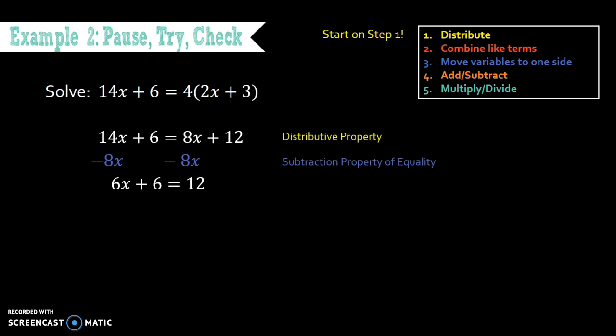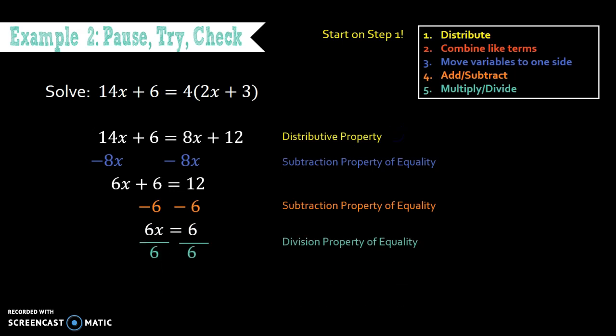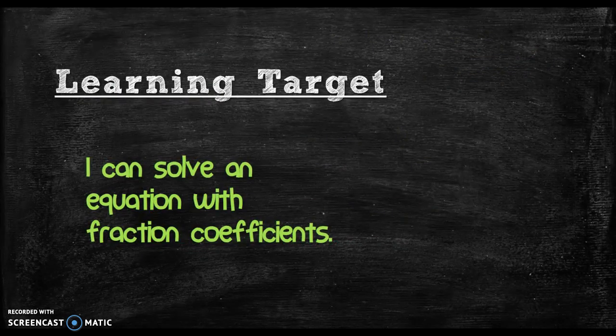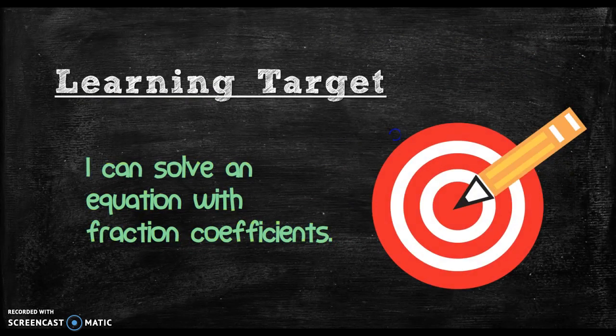Your resulting equation is 6x plus 6 equals 12. I'm going to subtract 6 from both sides, divide both sides by 6, and get a final answer of x equals 1. Let's also try solving equations with fraction coefficients.